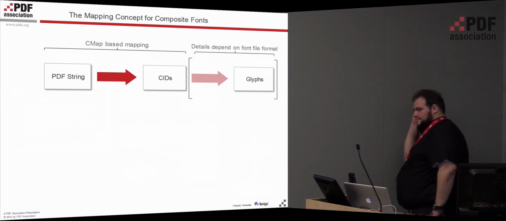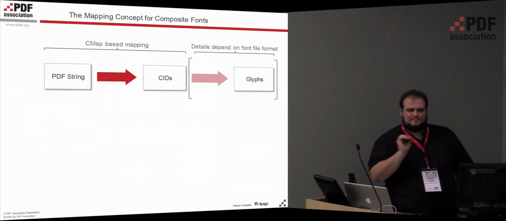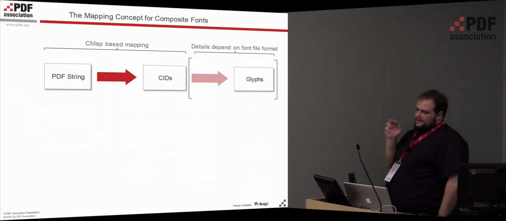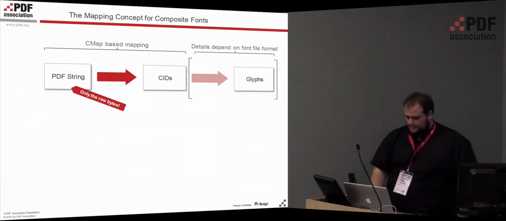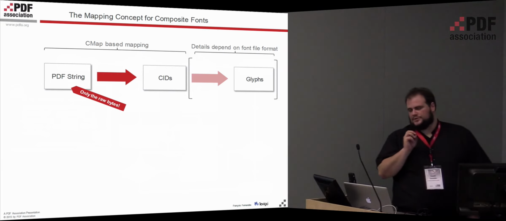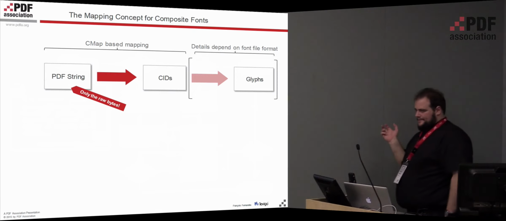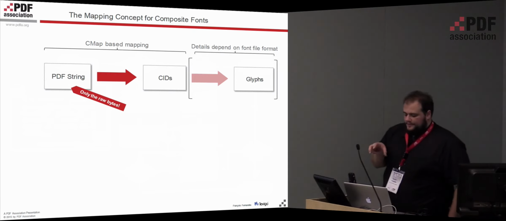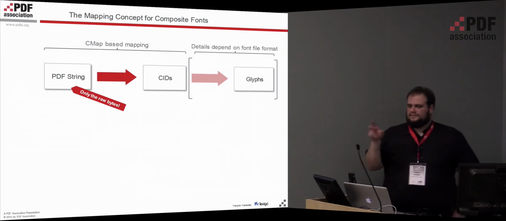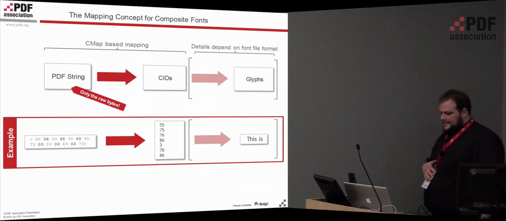Composite fonts, the complex ones, tend to be the more strictly specified ones. The basic idea is we're having our PDF string, again, only raw bytes, and we're mapping those raw bytes to so-called character identifiers. It's a generic concept. It's something numerical. And from there on, we use the semantics of a font file to do the mapping and look up our glyphs.